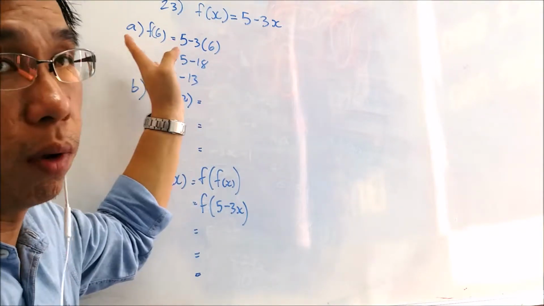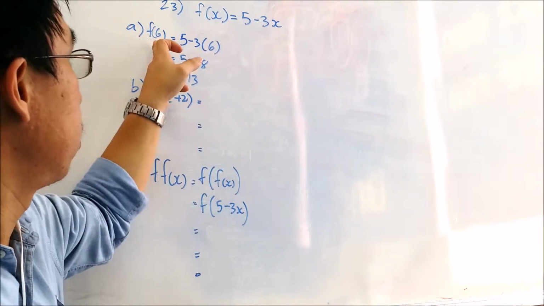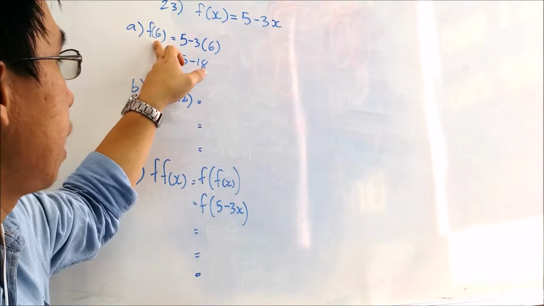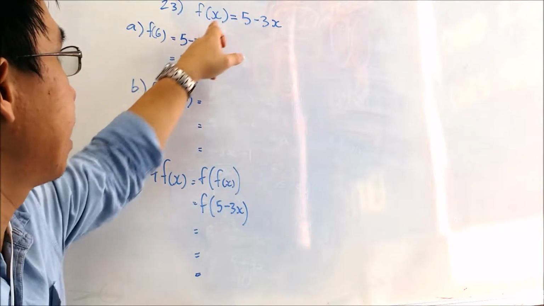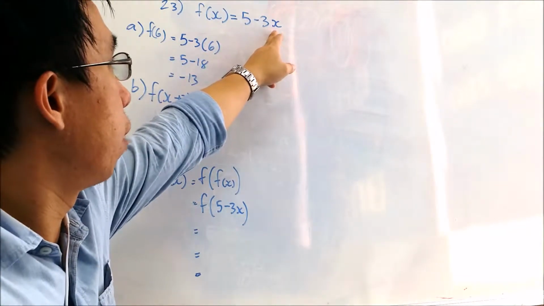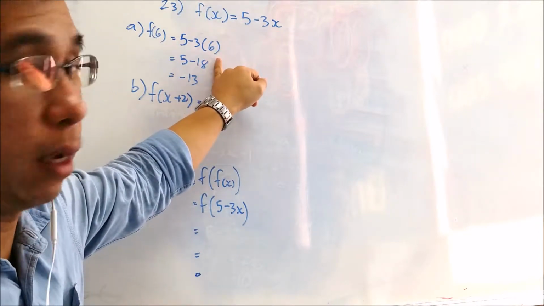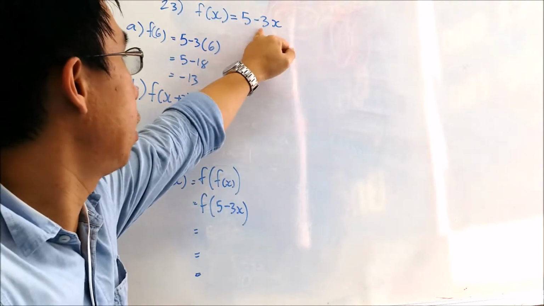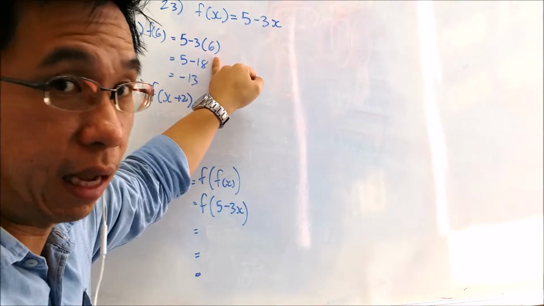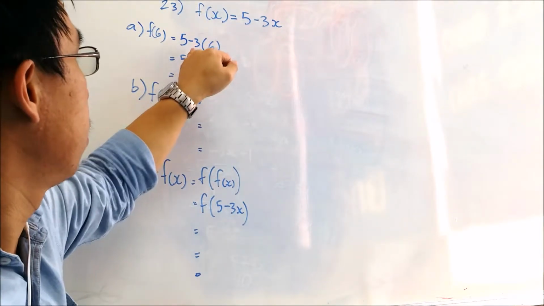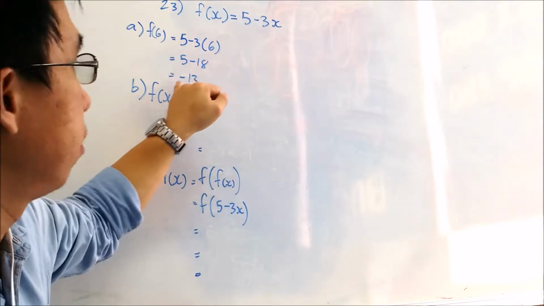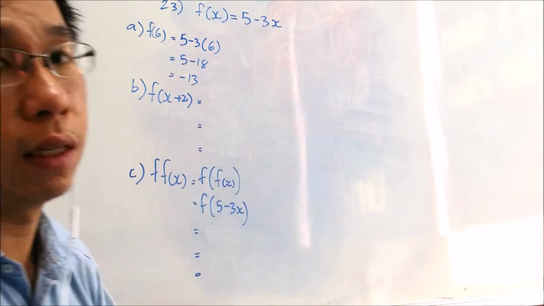Question A is quite simple, so I do it on the board here, just to let you know that if they want you to find f(6), in this case we substitute x, change it to 6. So instead of having x here, we change it into the number 6. Since negative 3 is multiplying x, it is also multiplying 6. So 5 minus negative 3 multiplied by 6, which is negative 18, so added becomes negative 13.